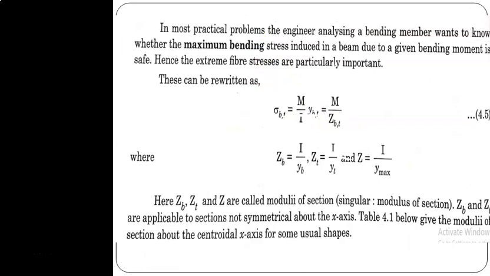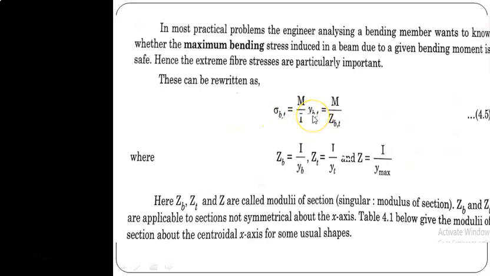In most practical problems, the engineer analyzing a bending moment wants to know whether the maximum bending stress induced in a beam due to a given bending moment is safe. Hence, the extreme fiber stresses are particularly important, because those fibers are subjected to the maximum bending stress. As per the simple bending theory, M by I is equal to sigma by y. So sigma_bt is equal to M by I into y_bt, therefore sigma_bt is directly proportional to y_bt. What is y?